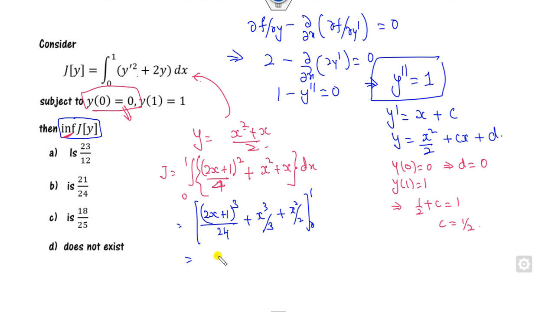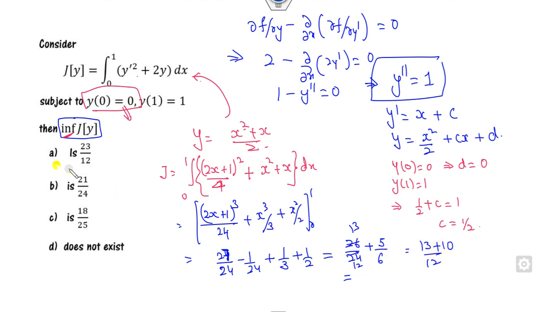So I can substitute here: 1 becomes 3, and 3 cubed is 27, so 27 over 24, minus 0, which is 1 over 24, plus 1 over 3, plus 1 over 2. So it's 26 over 24 plus 5 over 6. That is 13 over 12 plus 5 over 6. 12 is the LCM, so 13 plus 10 gives 23 over 12, which is the right answer of this problem.